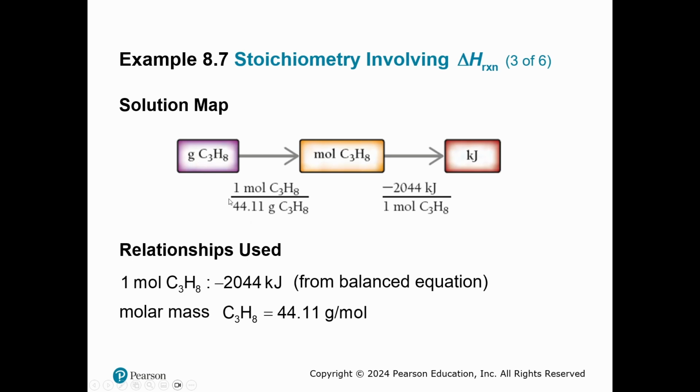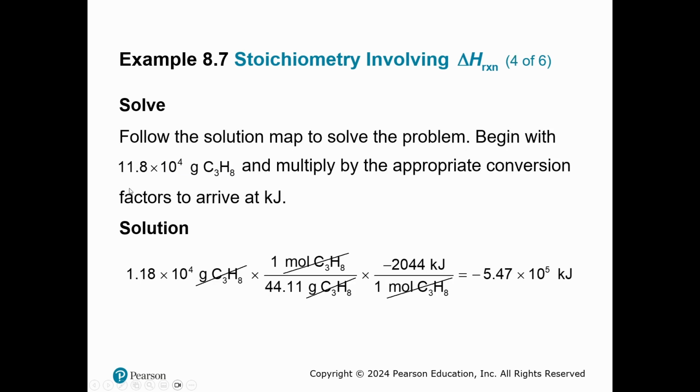We'll do our mole conversion, making sure that grams cancels out. We'll get moles. And then, like we said, this is a standard enthalpy, kilojoules per mole of compound. So moles will cancel out, and we just get our kilojoules. Now we can plug in our starting amount of matter, 11.8 times 10 to the 4. This is not proper scientific notation, but nothing about this says that it has to be proper scientific notation. We're just putting it in a convenient notation.